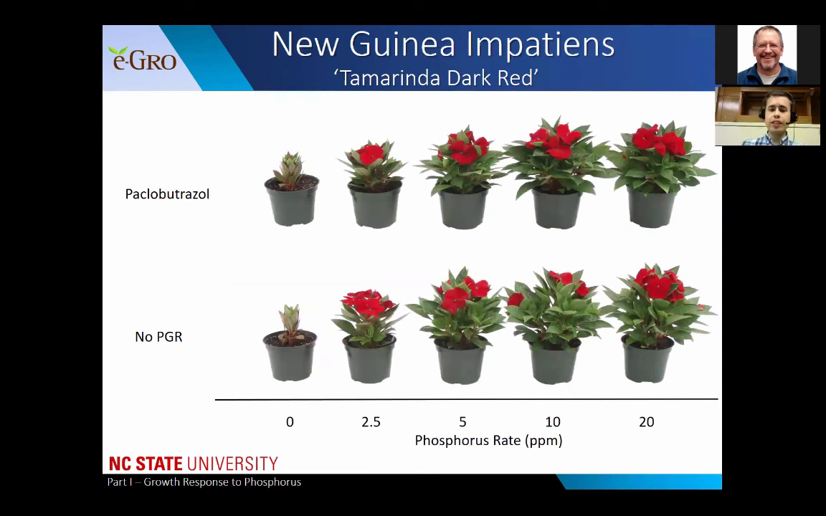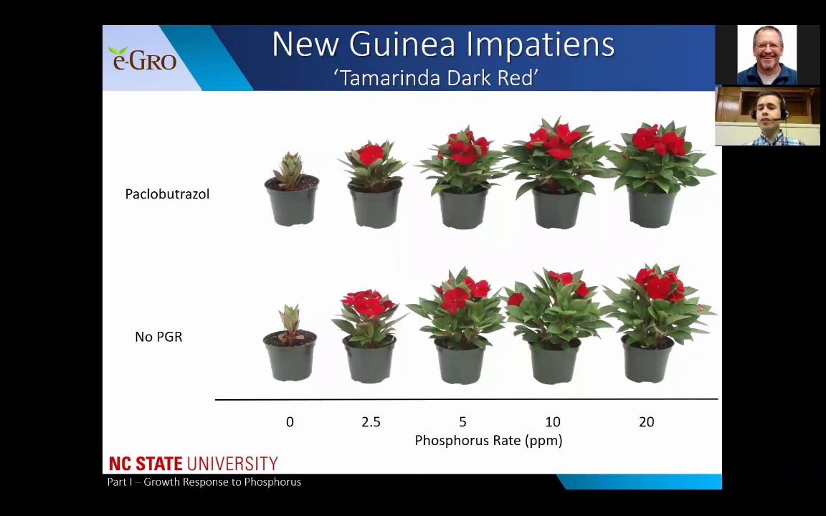So here you can see Tamarinda Dark Red New Guinea impatiens. The top plants were treated with paclobutrazol, and the bottom plants were treated without any PGR, but you can see the rate of phosphorus on the bottom there, ranging from 0 to 20 parts per million. You can see that the plants that were sprayed with paclobutrazol were significantly more compact than those that were not treated with a PGR. The leaf architecture is slightly different, especially if you look at the plants that were treated with 20 parts per million phosphorus. The leaves tend to go a little bit more out, not quite as upright as the plants that were not treated with a PGR.